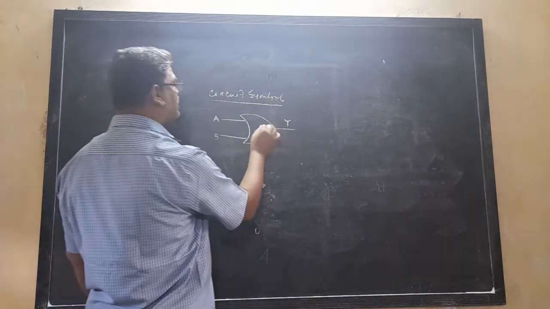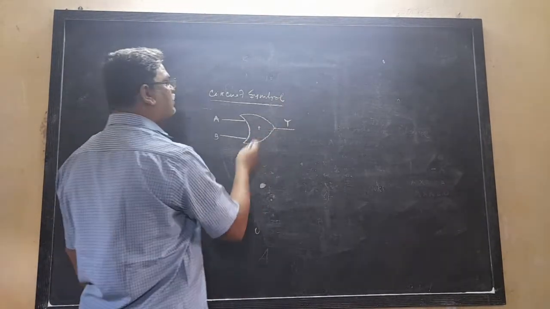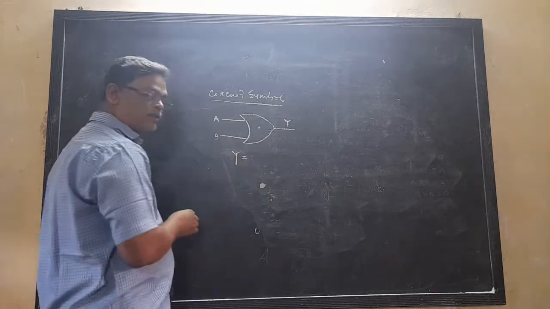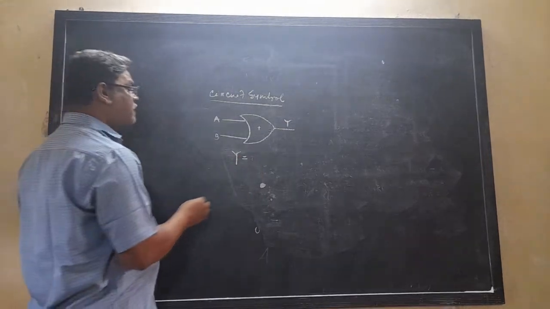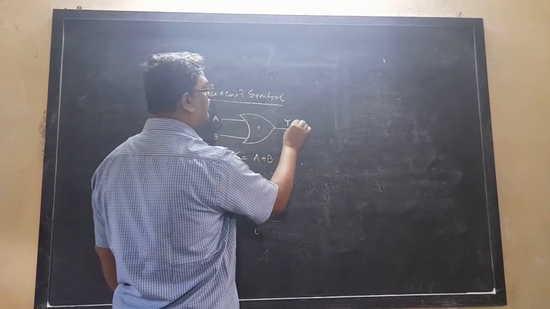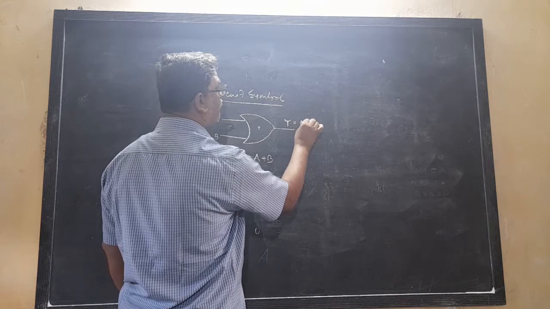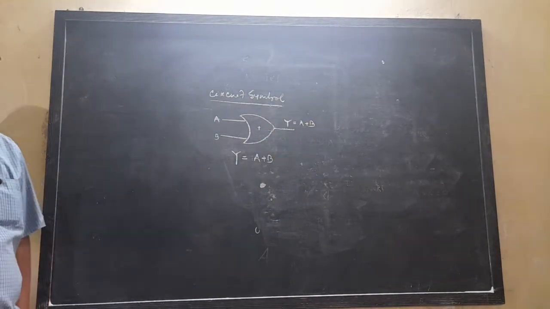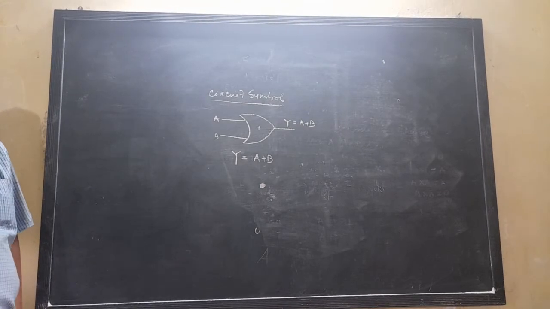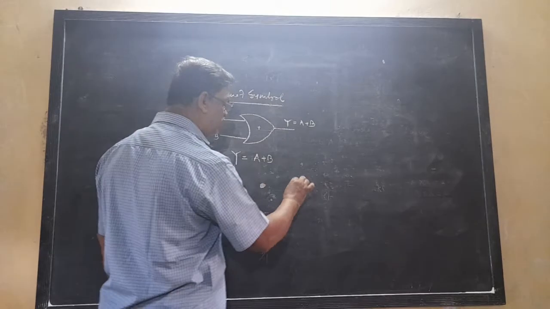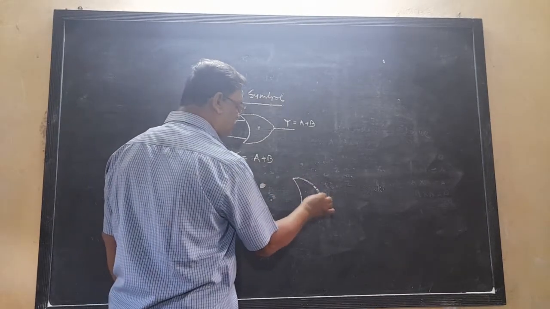And what is the Boolean expression? The output Y is expressed in Boolean as addition: A plus B. Your output is equal to A plus B. Clear? This is the circuit symbol and the Boolean expression: Y, the output, is equal to A plus B. Clear?